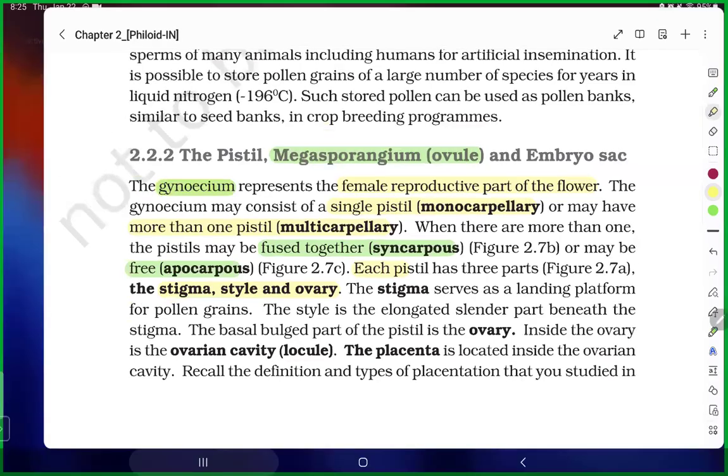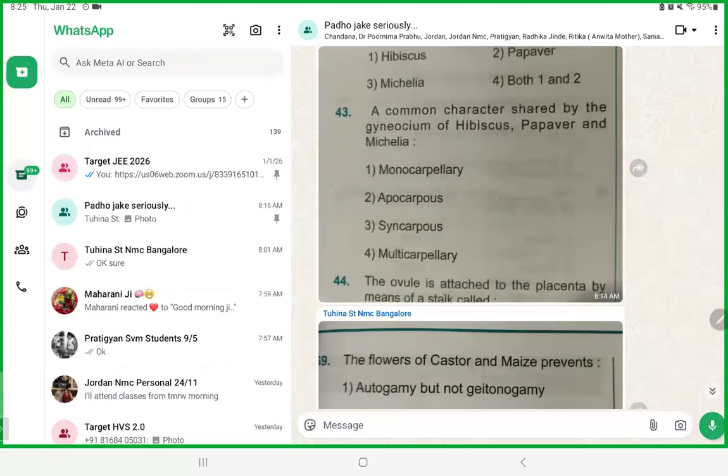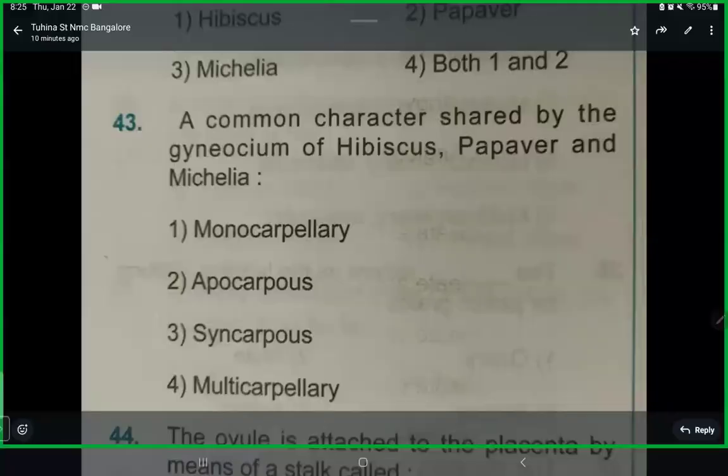Now look at your question. Common characters shared by the gynoecium of hibiscus, papaver, and michelia. Apocarpous and syncarpous you can eliminate directly. Papaver has syncarpous and michelia has apocarpous, right? So you can eliminate both. Hibiscus also has apocarpous, no? It's free. No, no, no. There is only one, no?